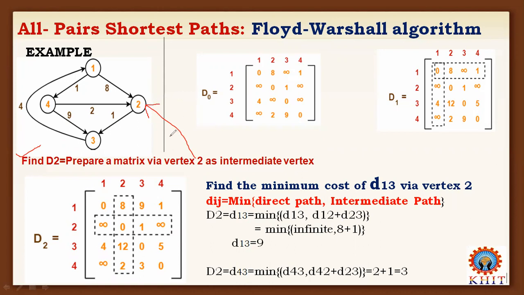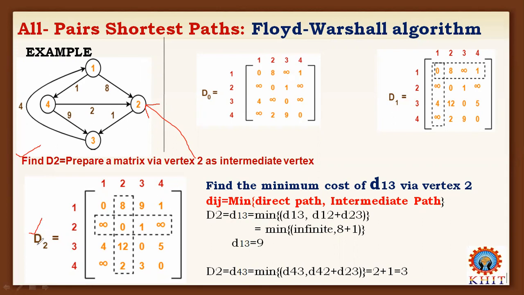The main objective of this step is we need to find the minimum distance from vertex 1 to all the remaining vertices through an intermediate vertex 2. The main objective is to find the smallest route for the remaining vertex pairs through an intermediate vertex 2. Okay. Now we need to find D2. Let us see how to find D2.